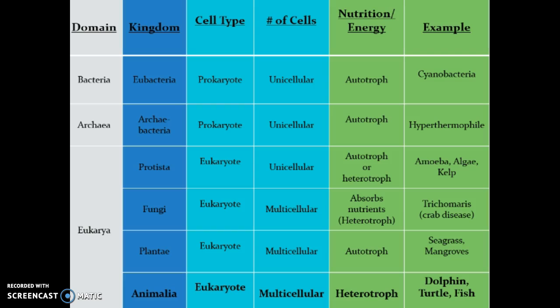What this does is break down our 3 domains, bacteria, archaea, and eukarya. Then it looks at our 6 different kingdoms, which is going to be the main focus of this PowerPoint. We see cell types, number of cells, and the way that they get their energy. In our last unit, we talked about autotrophs and heterotrophs, and the different trophic levels.